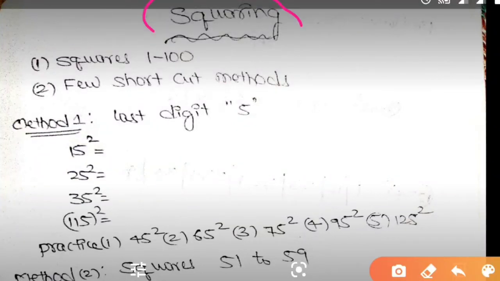In this video we are going to discuss squaring up numbers, squares from 1 to 100, and a few shortcut methods in order to find the squares.